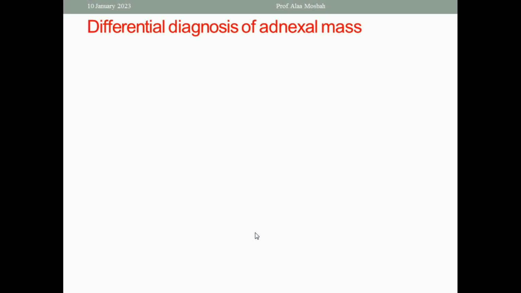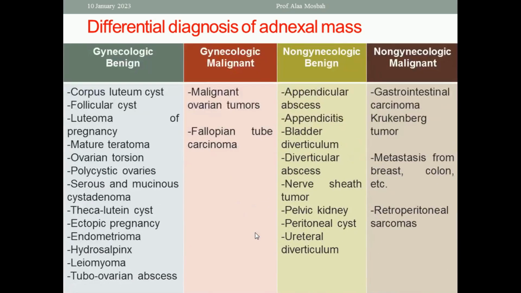Let us go to the next important point. What is the differential diagnosis of adnexal mass? Okay, let us divide it into groups. The first group is gynecologic benign lesions. The second group, gynecologic malignant lesions. The third group, non-gynecologic benign lesions. The fourth group, non-gynecologic malignant lesions. So, let us start with the gynecologic benign and malignant.